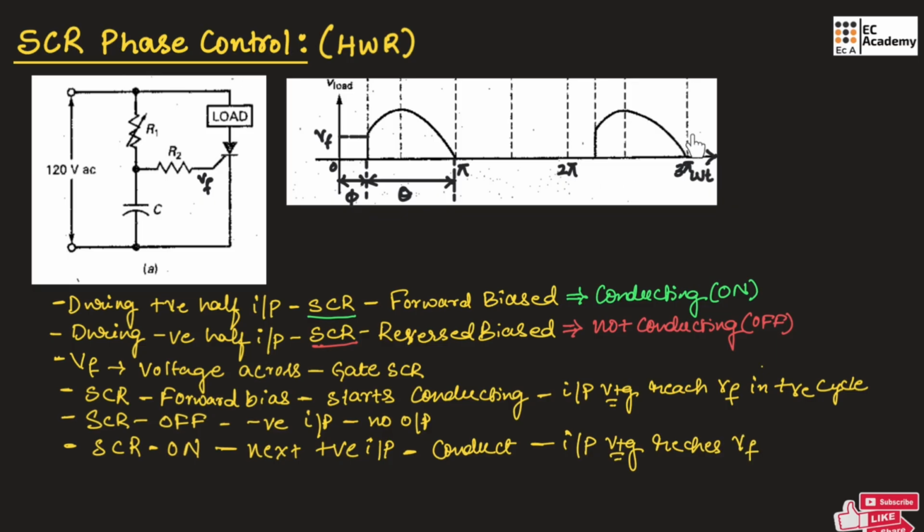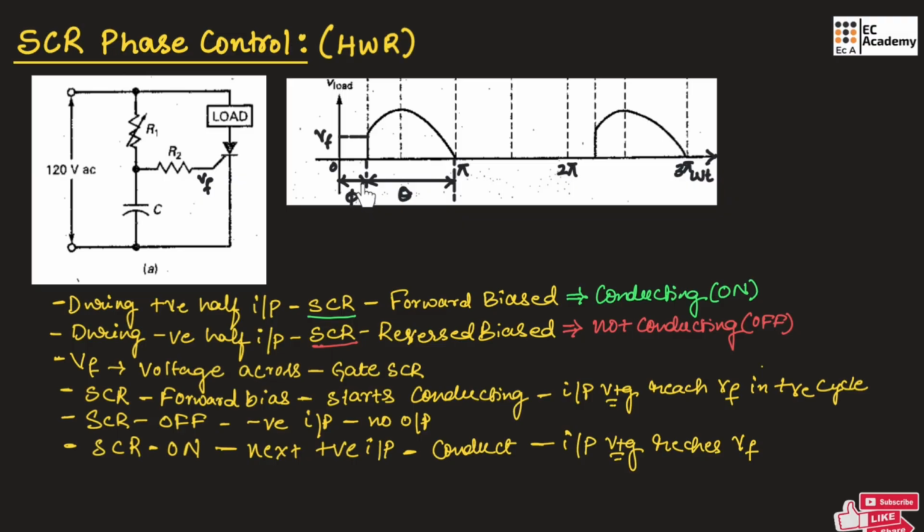As you can observe in this waveform, the SCR will be on for next positive cycle of the input, but it will not conduct until the input voltage reaches the gate voltage. So once the input voltage reaches the gate voltage, the remaining half of the positive cycle will appear at the output. So here the voltage across the gate is very important because the SCR will conduct only when the input voltage is equal to or greater than the gate voltage.